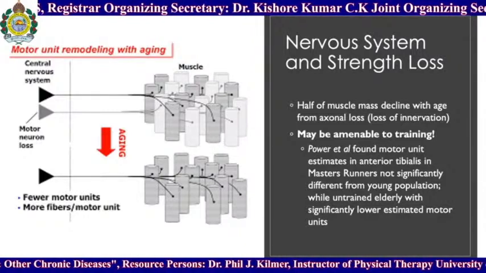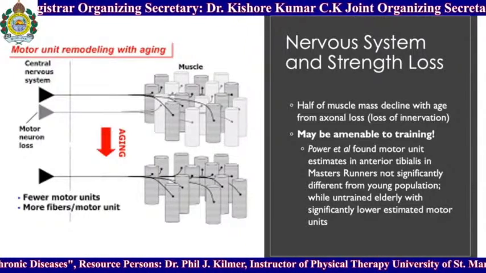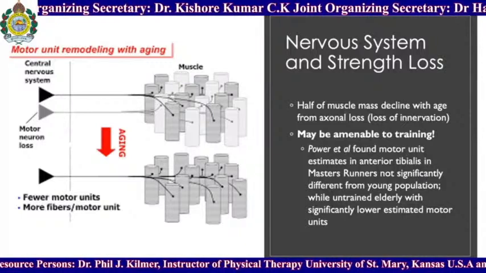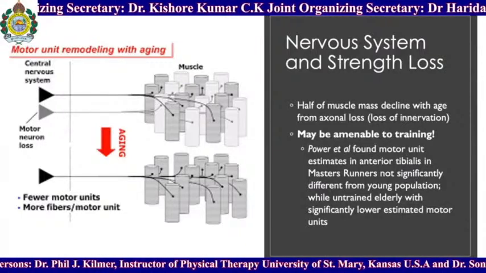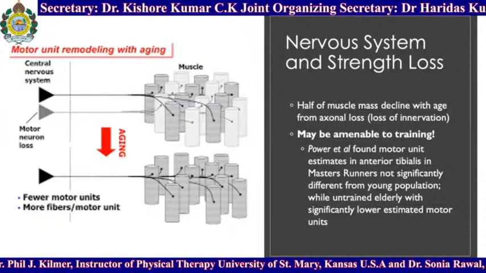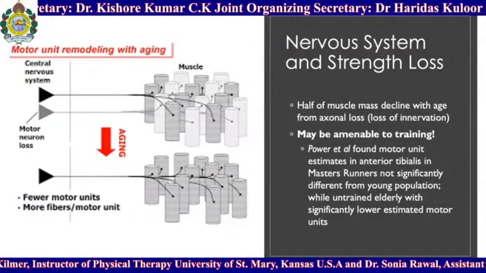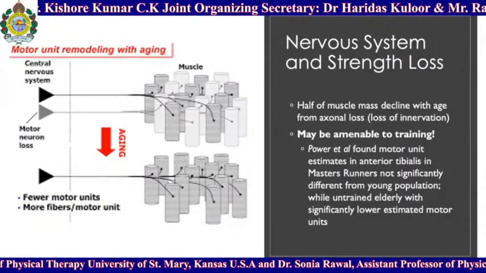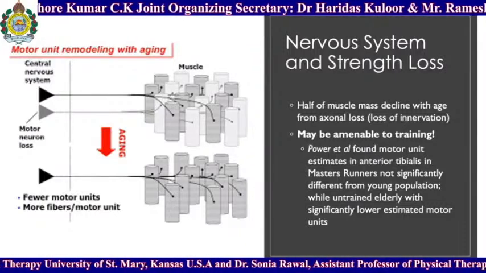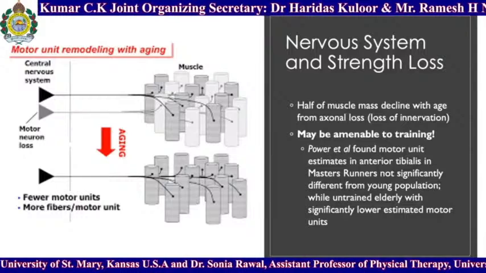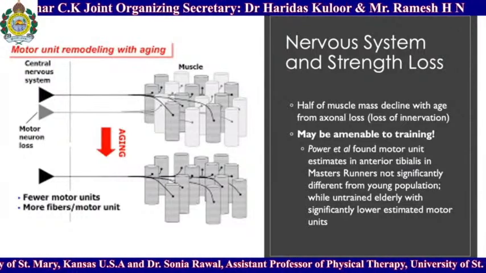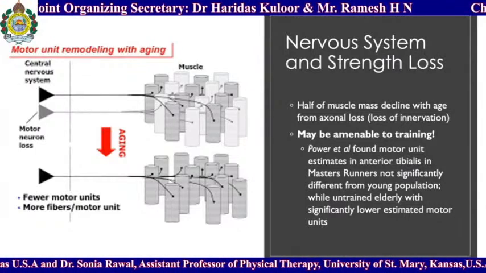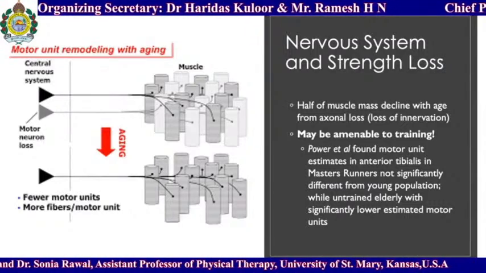However, again, this can be amenable to training. So Power et al. found that motor unit estimates in the anterior tibialis in masters runners were not significantly different than the younger populations, while untrained elderly had significantly lower estimated motor units. So what we're seeing is that with these people who have trained since they were young and have continued that training for a long time and been consistent with it, we really don't see these changes. It really reflects back to that old saying, if you don't use it, you lose it. And that's really what we see.